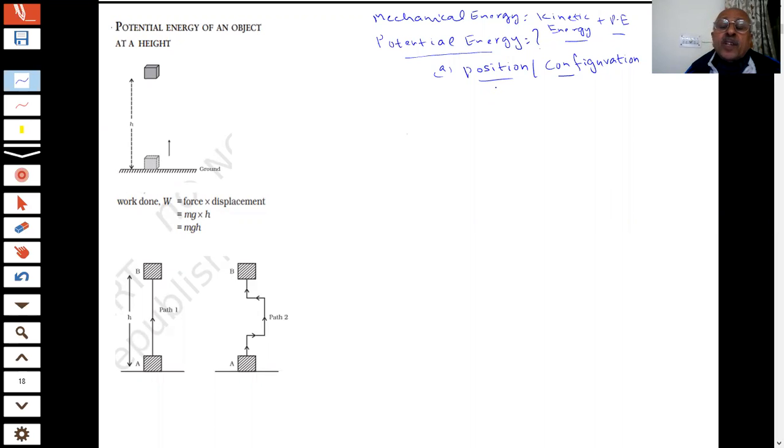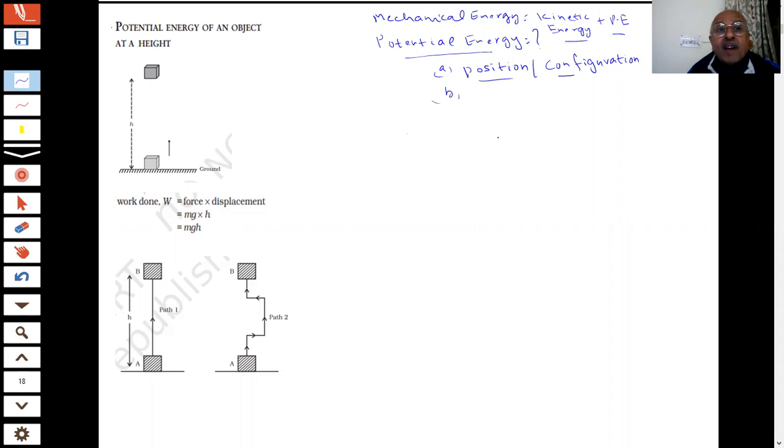So the energy by virtue of position or configuration or change in shape of the body is what we said is the potential energy, students. And can you give me some examples of potential energy, students? You have 30 seconds. What type of examples are you giving to me? Where is the potential energy?